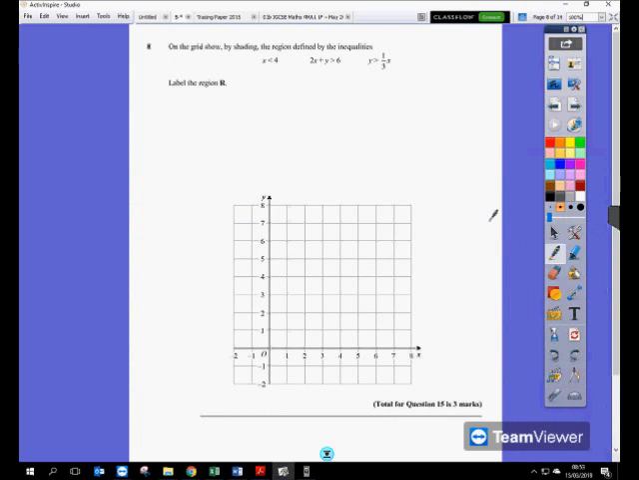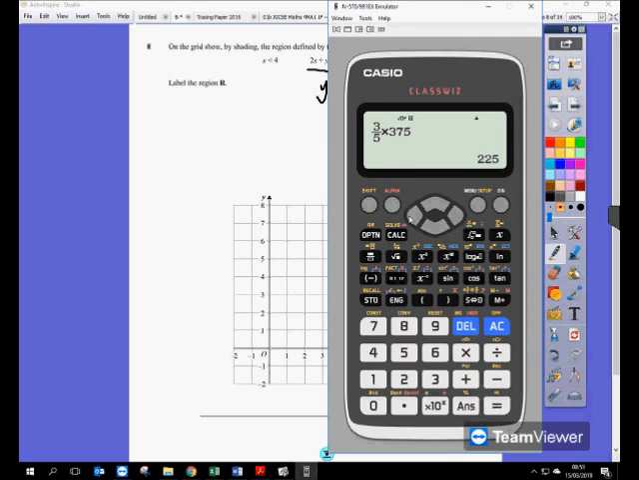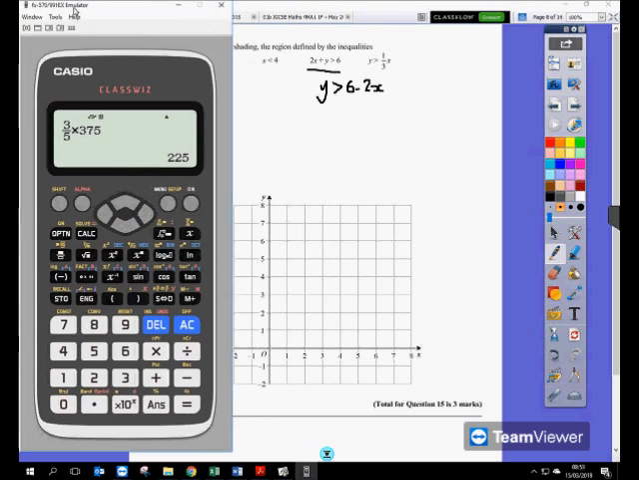The next question can be done using the table mode on the calculator. So if we go to table mode, at least for this line, we can rearrange it into y is greater than 6 minus 2x. And we can produce the table of values using the table mode. So like this.